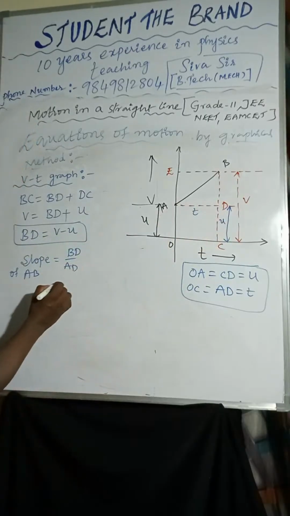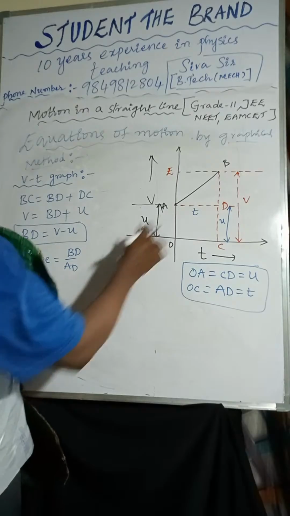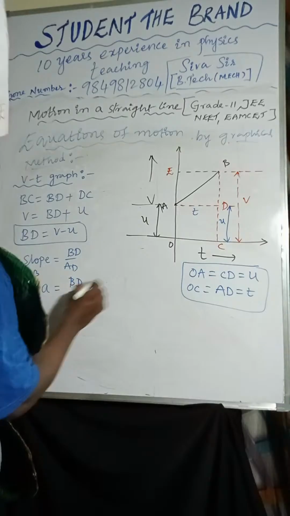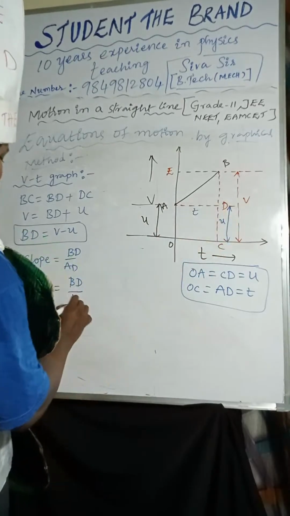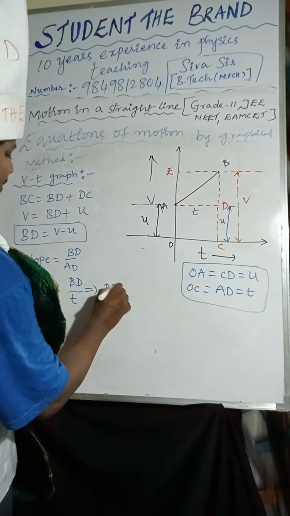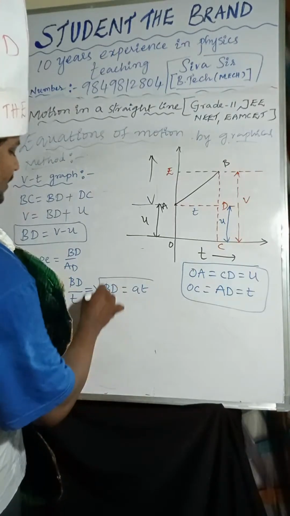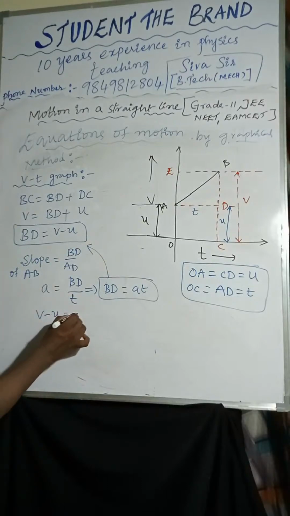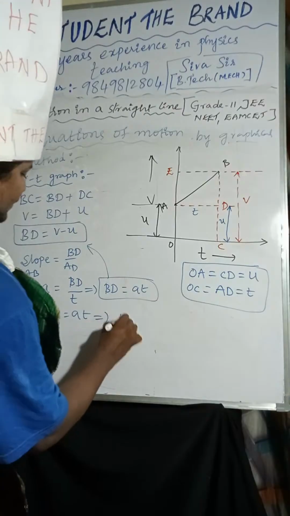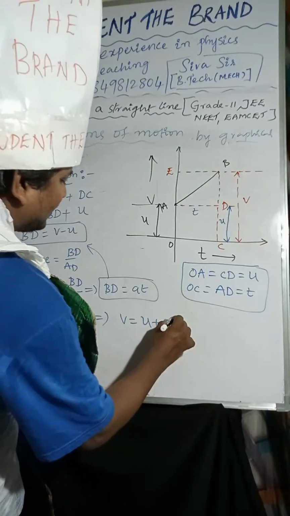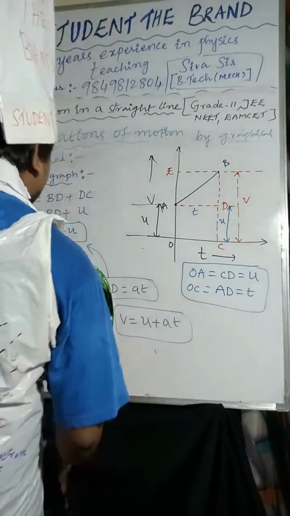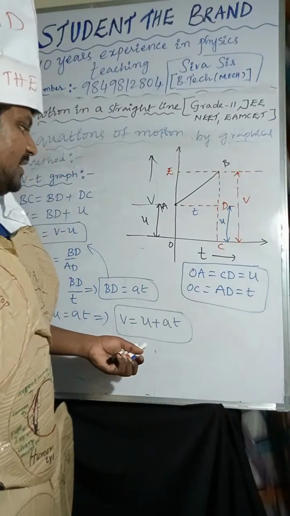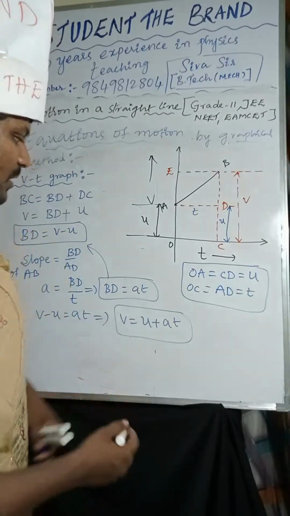So the slope of AB is nothing but acceleration, equal to BD by AD, equal to BD by T. From this, BD equal to A into T. Substitute A into T in the place of BD. So V minus U equal to A into T. From this, V equal to U plus AT. So that is the first, equation 1, the first equation of motion: V equal to U plus AT. Keep this one aside.